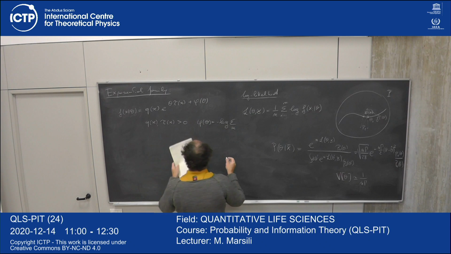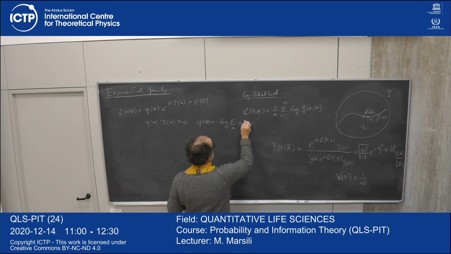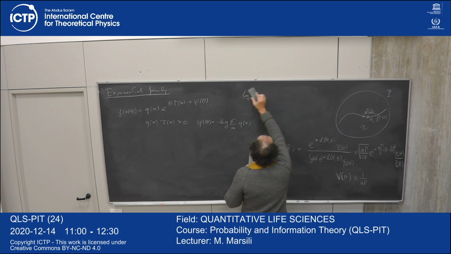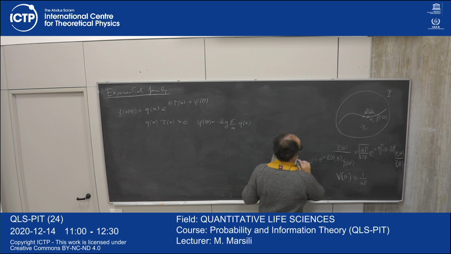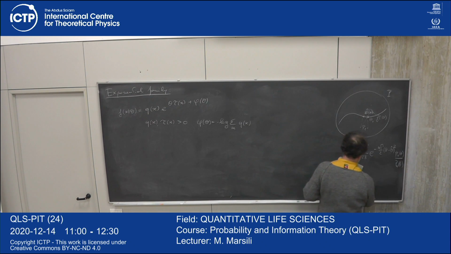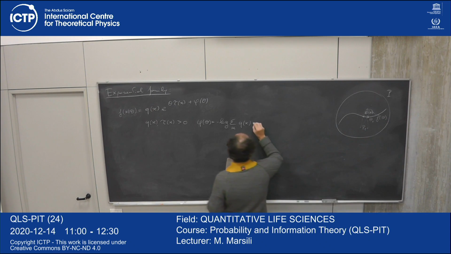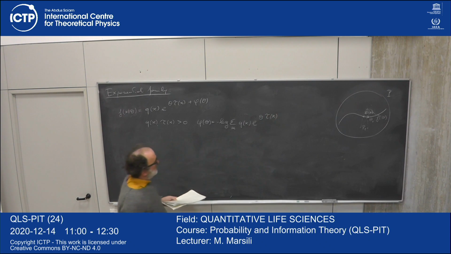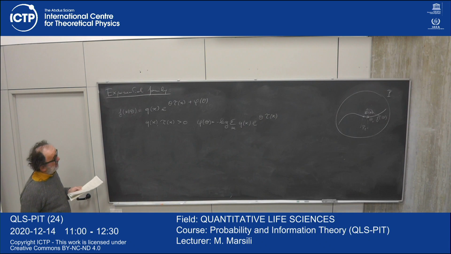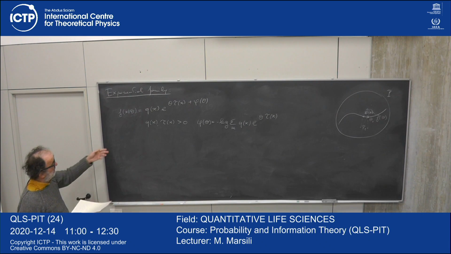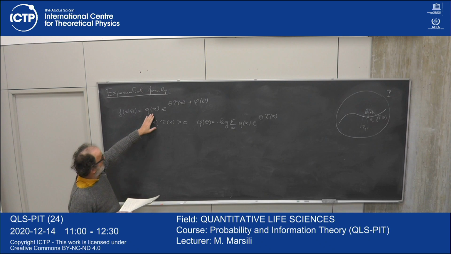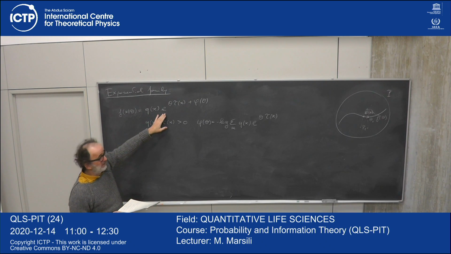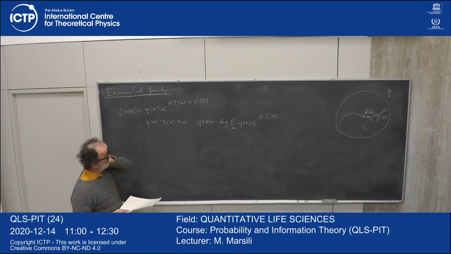Ensures normalization. It's given by the normalization. So this is just q of x times e to the theta times tau of x. We have already seen distributions of this type, in particular when q of x is equal to 1. These are maximum entropy distributions.